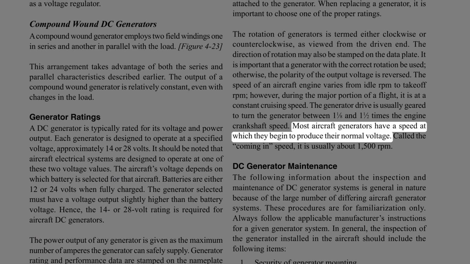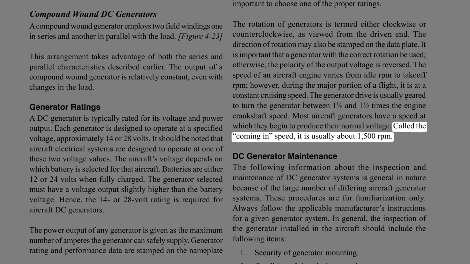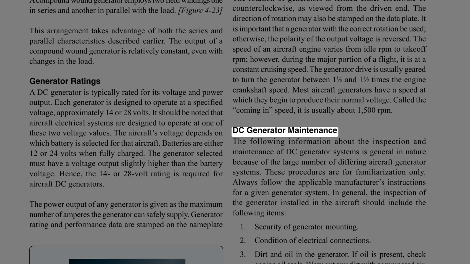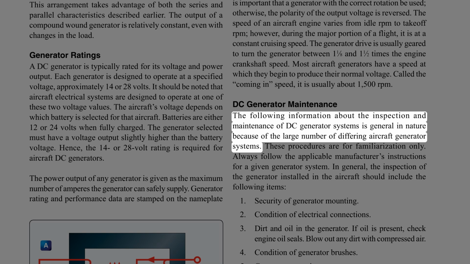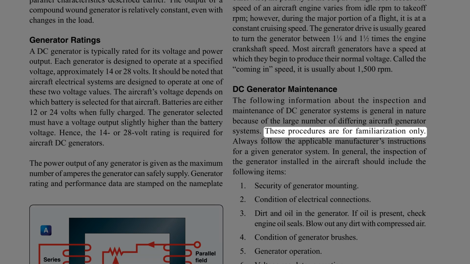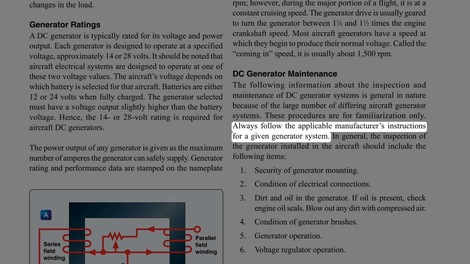Most aircraft generators have a speed at which they begin to produce their normal voltage. Called the coming-in speed, it is usually about 1,500 revolutions per minute. DC generator maintenance. The following information about the inspection and maintenance of DC generator systems is general in nature because of the large number of differing aircraft generator systems. These procedures are for familiarization only. Always follow the applicable manufacturer's instructions for a given generator system.